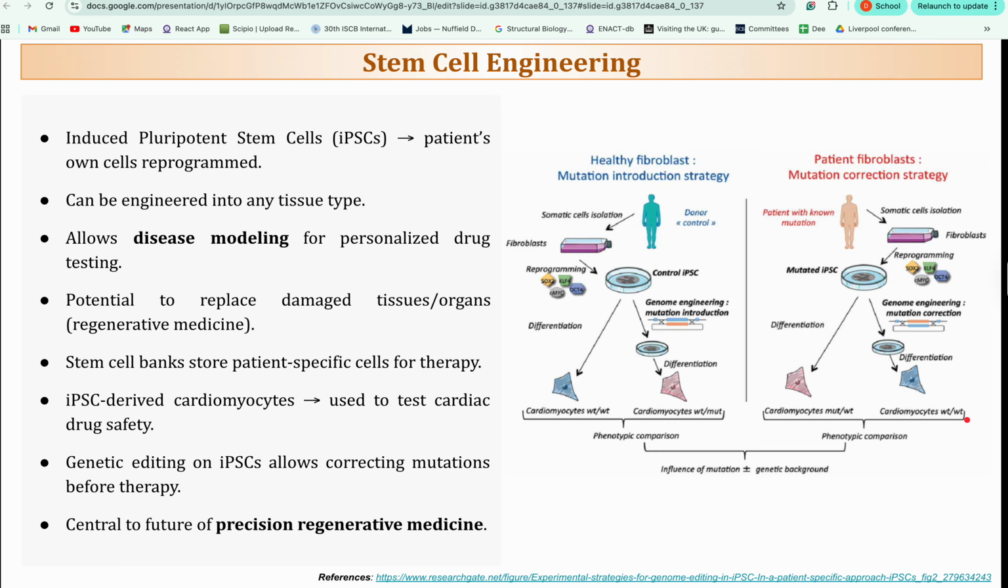Here the wild type traits are present, in which we replace that mutated region with the correct copy of that particular gene. So we compare the phenotype to see the influence of the mutation with respect to the genetic background. So what mutation is present? In this case we are introducing the mutation, and in this case we are correcting that mutation, and we are comparing them. So this is how stem cell engineering is done, in which we are using the stem cells to study the influence. So it is mentioned that it is used to test the cardiac drug safety.